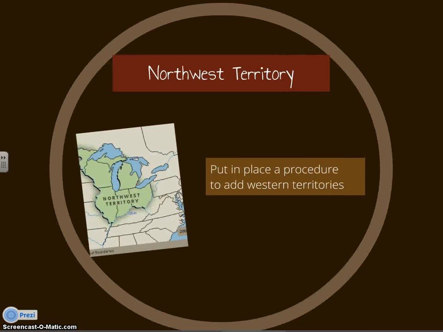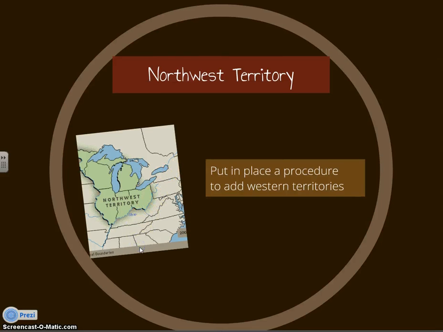One thing that really did work for the Articles of Confederation was the Northwest Ordinance of 1787. This put into place a procedure to add Western territories. We don't often think of this territory as the Northwest Territory. We often think of the state of Washington or the state of Oregon. However, at the time, this was Northwest, because if you remember, the Proclamation Line came right down here, and that's where the colonies were.